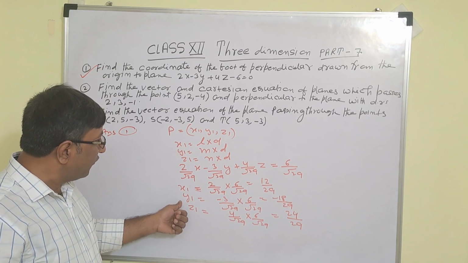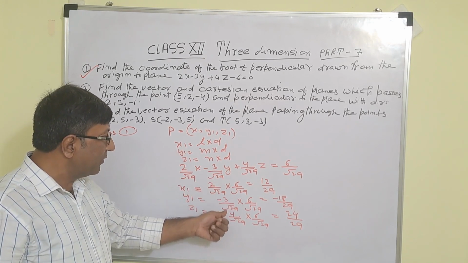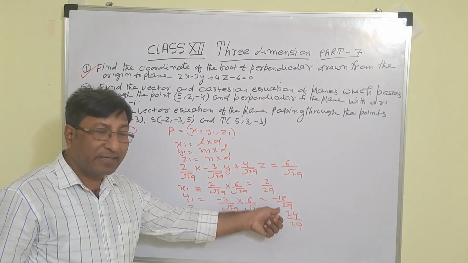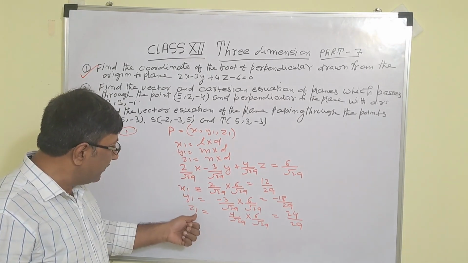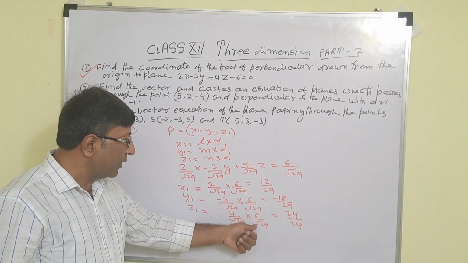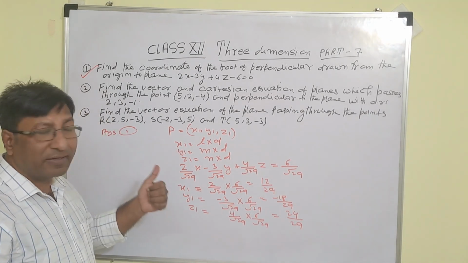In the same way y1 equal to what? m into d. So m is what? Minus 3 by root 29 multiplied by 6 by root 29. So this is minus 18 by 29. In the same way, z1 equal to 4 by root 29 multiplied by 6 by root 29. So this is what? 24 by 29. This is the correct answer.